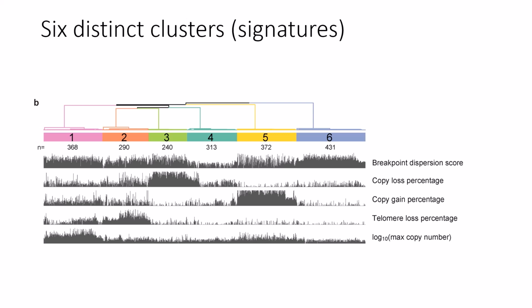Then we asked a simple question. What if we put complex rearrangement events that look similar to each other together? So we performed unsupervised clustering analysis, and we found there were 6 clusters. And now we refer to these as 6 signatures. We expect some of these signatures would correspond to known molecular mechanisms.